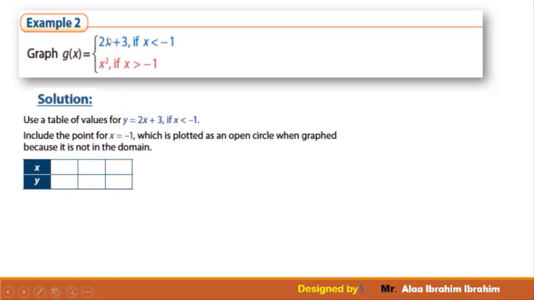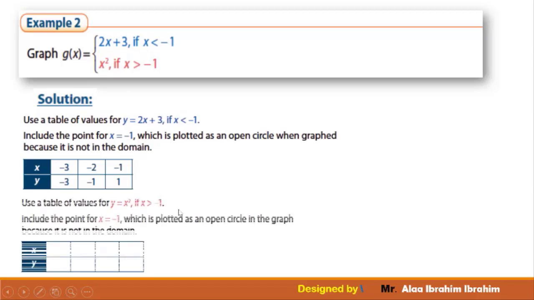The first equation, y equals 2x plus 3, and I start with negative 1 and less than negative 1, so negative 1, negative 2, negative 3. Replace it here: negative 1 times 2, negative 2, plus 3 gives 1. So the answers are 1, negative 1, and negative 3. Now going to the second function, where x is greater than negative 1. In my table I put numbers greater than negative 1, like negative 1, 0, 1, 2, and replace them like this.